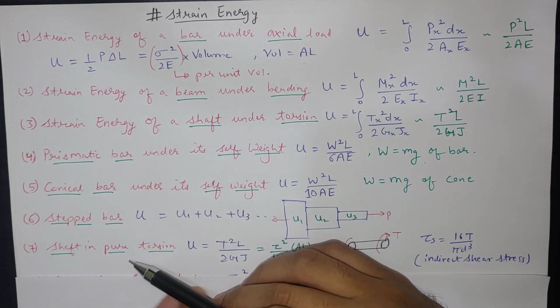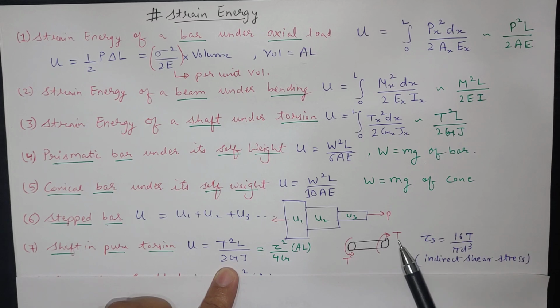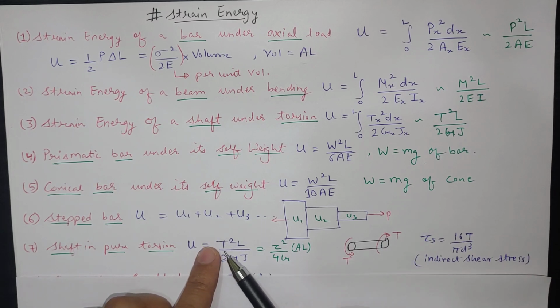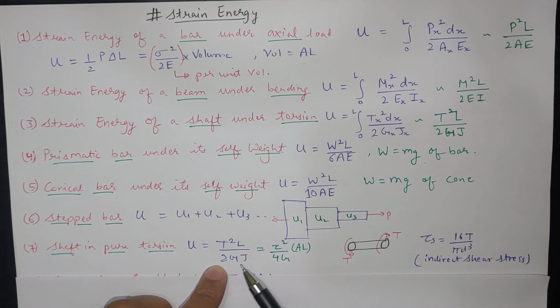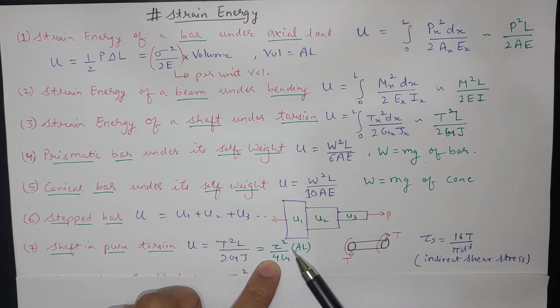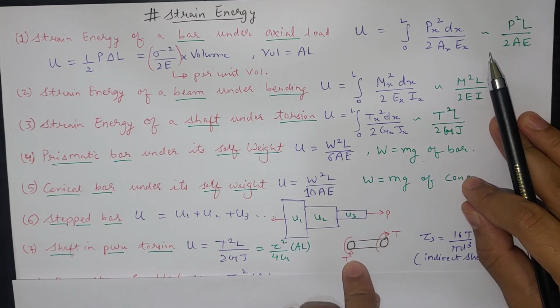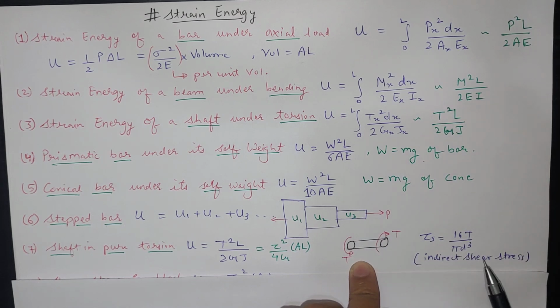Now for a shaft in pure torsion, when torque is given, an indirect shear stress of 16T by pi d cube is generated inside the material. Now we have formulas with tau and T. With respect to torque, T square L by 2GJ, that we know. With respect to tau, the indirect shear stress, it is tau square by 4G into area into length, which is the volume. G is the modulus of rigidity. So it is in pure torsion, the torsional load is given, so indirect shear stress is generated.